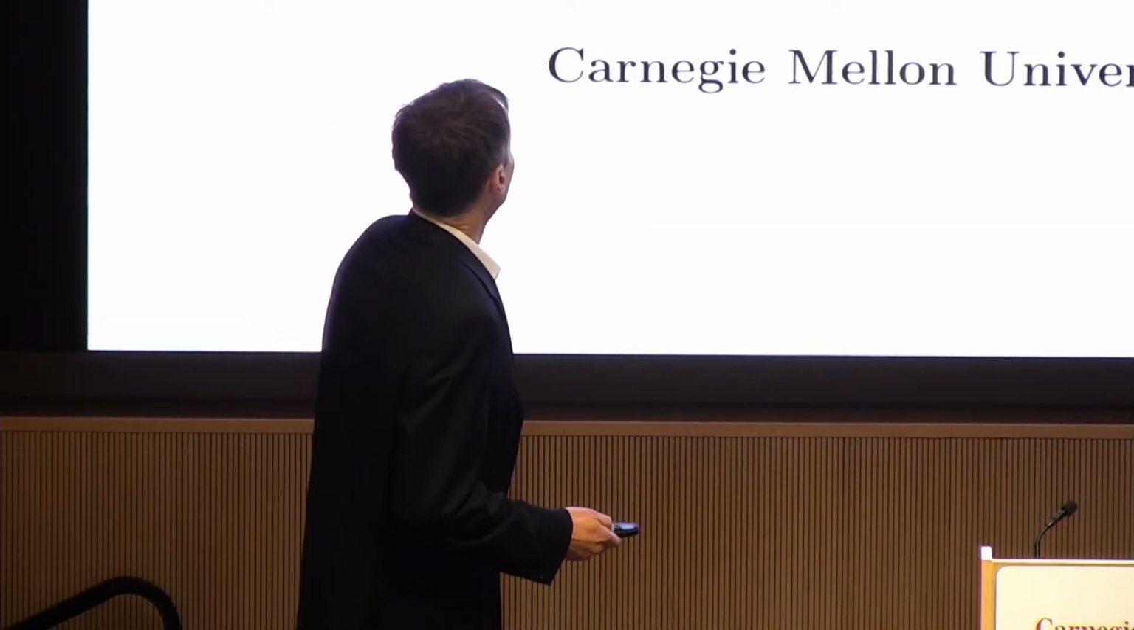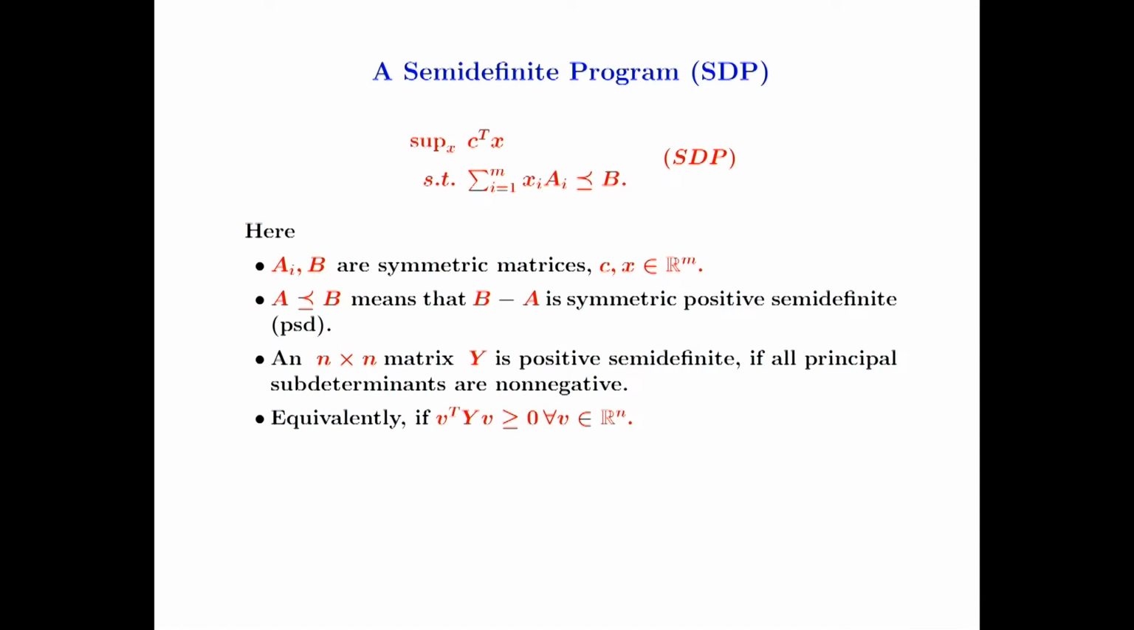Let me start with what is a semi-definite program. As we know, the semi-definite program is defined by a bunch of symmetric matrices. So the A_i are symmetric matrices. B is a symmetric matrix, and we have x_i scalar variables, and we want to optimize a linear objective function, so supremum c transpose x, and the inequality is a linear matrix inequality.